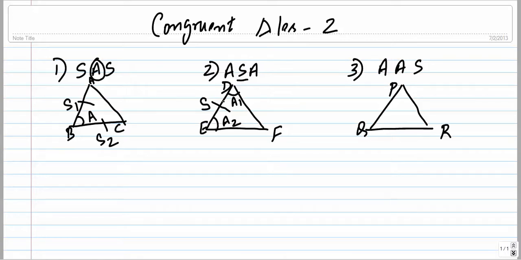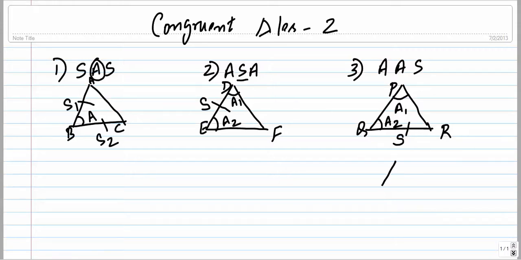Now let us take the third case where it is AAS. This is slightly tricky. Why is it so? Let's take one angle here A. Let's take another angle here A2. Now if it is this side, then it becomes ASA. Now if it is this side, let's say the case 1 where it is this side, where it is S.